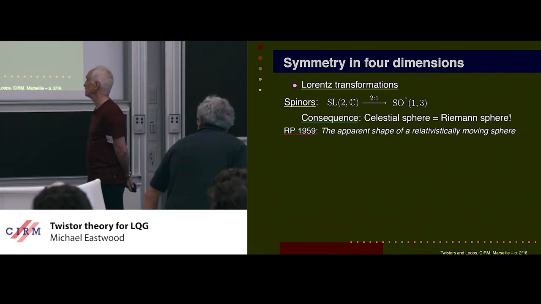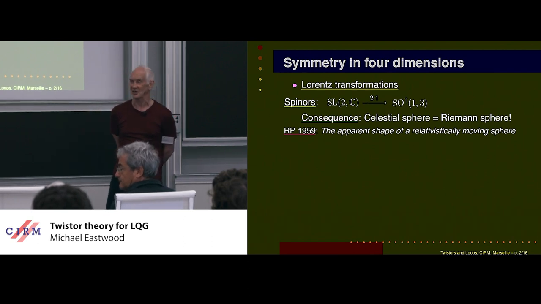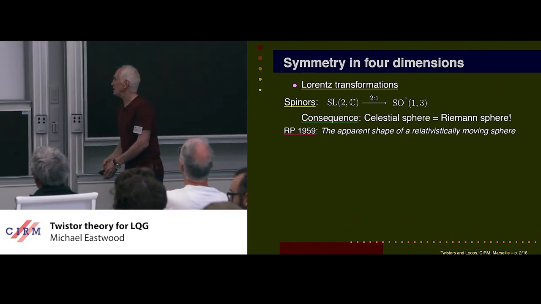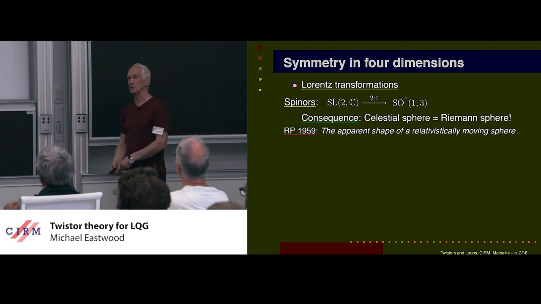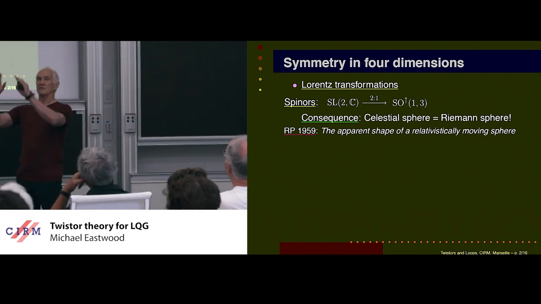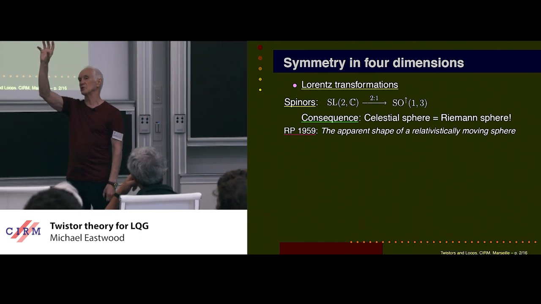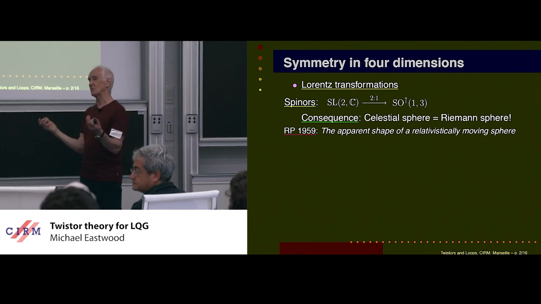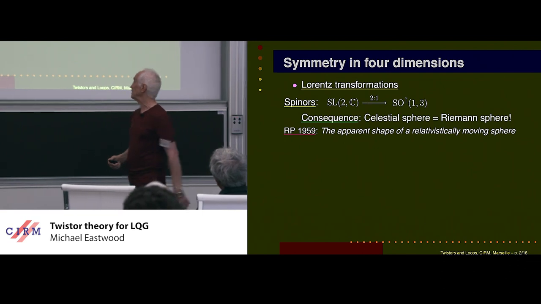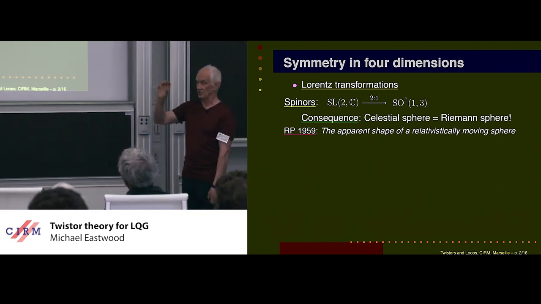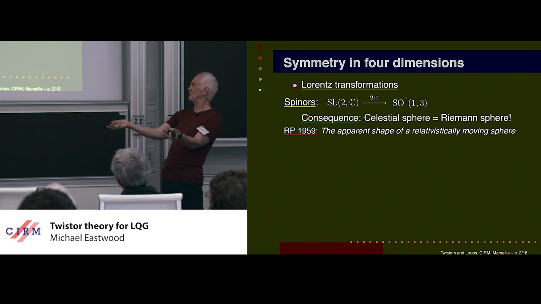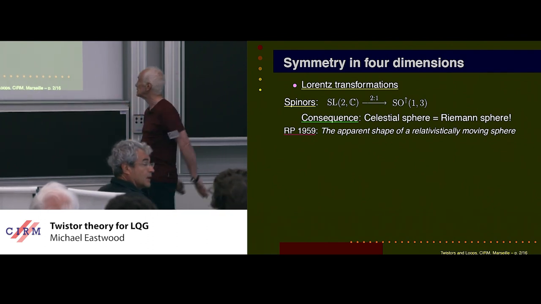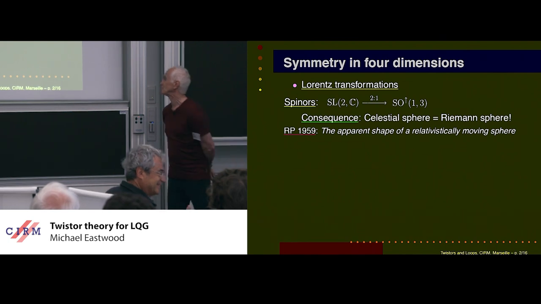So this was observed a long time ago, actually 60 years ago. RP stands for Roger Penrose. And 60 years ago, there was this article, The Apparent Shape of a Relativistically Moving Sphere. In particular, if you're looking at a sphere or a circle in your celestial sphere, and then someone comes whizzing past very fast and looks at the same thing from their point of view, then they will also see just a circle. The individual features on the sphere will be distorted, but the shape of the thing itself will still be a circle. And that's because you're really looking at the Riemann sphere.